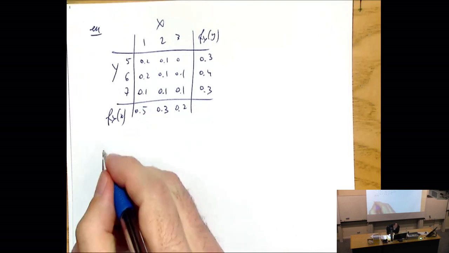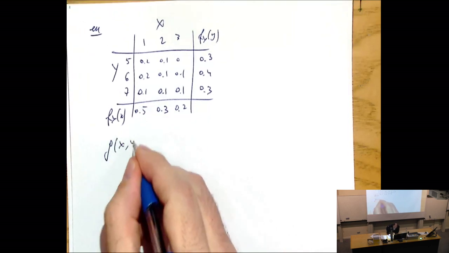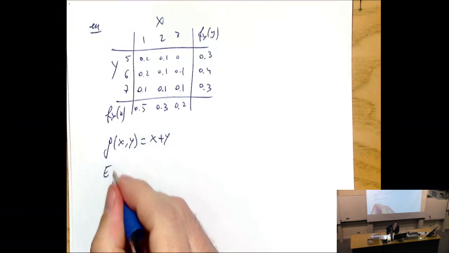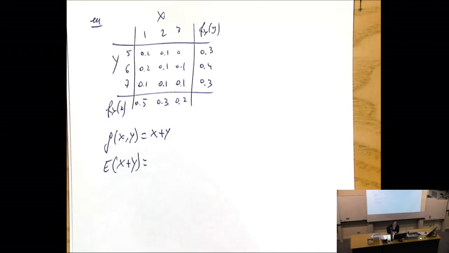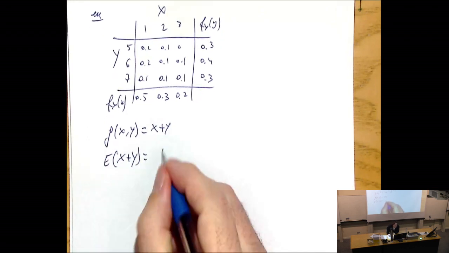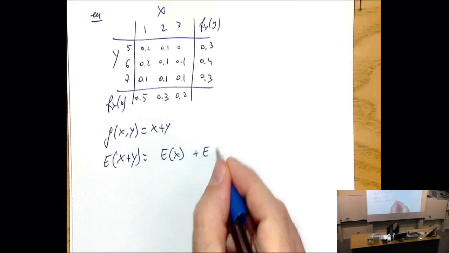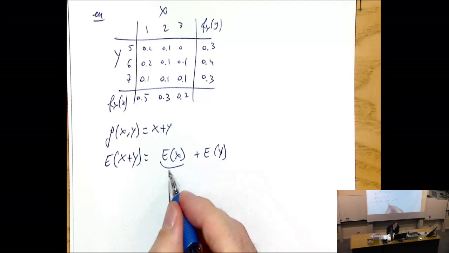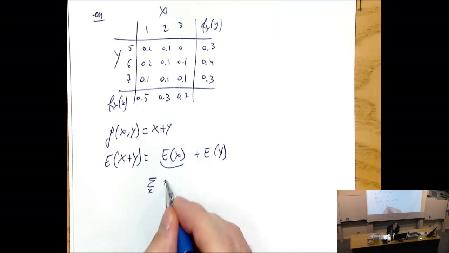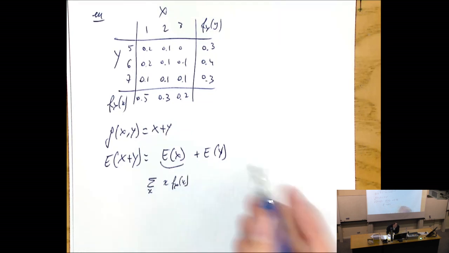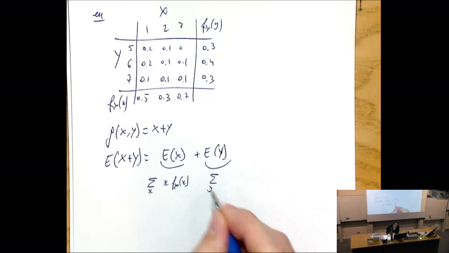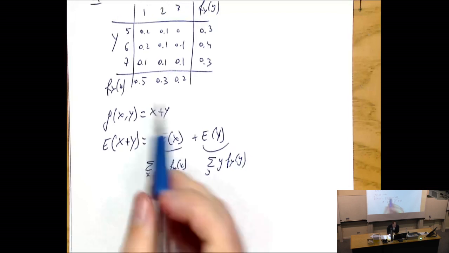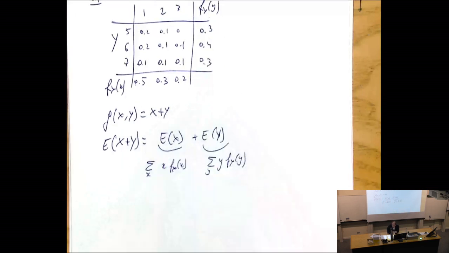So what if now we want to have g of xy equal to x plus y, and we want to calculate the expectation of x plus y? So you can do two things. Either you can say this is the expectation of x plus the expectation of y, and you can compute this. This is a sum over all x of x multiplied by fx of x, and this is a sum over all y of y multiplied by the marginal of y. So you're actually using this and using that.